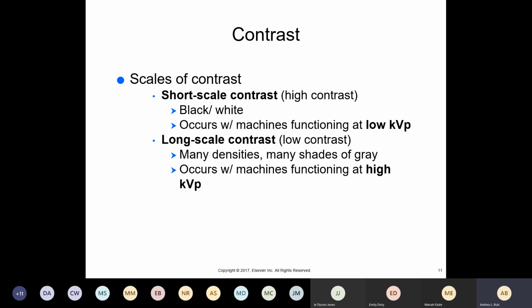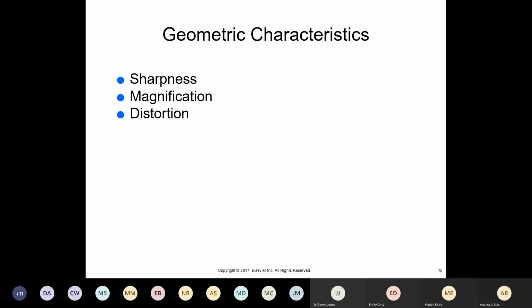Scales of contrast we've touched on too. So short scale is high contrast, long scale is low contrast, and we know that low KVP is going to give me high contrast and high KVP is going to give me long contrast. So this is all just kind of review. These are the things we haven't talked a lot about, the geometric characteristics. The geometric characteristics we're going to cover are sharpness, magnification, and distortion.